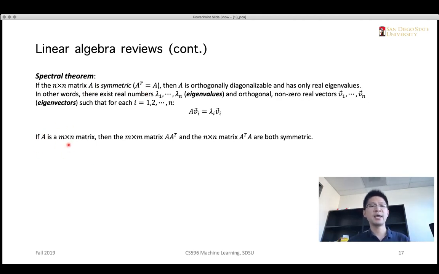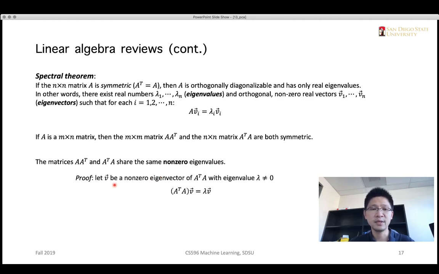If A is an m by n matrix, so this time the number of rows doesn't equal the number of columns, then we can construct some symmetric matrix by multiplying A and A transpose. If we multiply A and A transpose, the result is an m by m matrix. Or if we multiply A transpose times A, the result is an n by n matrix, and both matrices are symmetric. According to the spectral theorem, the two symmetric matrices, A times A transpose and A transpose times A, should have the same non-zero eigenvalues. We can easily prove this.